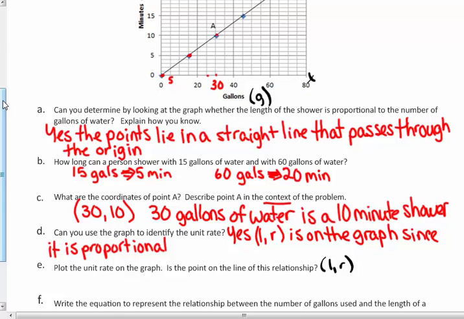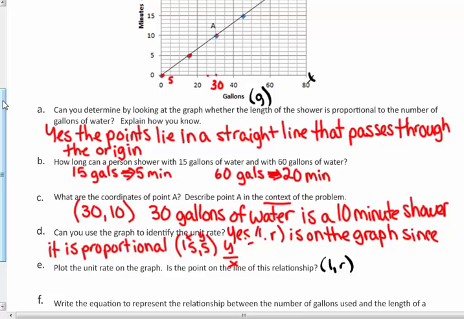So pick one of the points. Okay, I'm going to pick the first point that we said here, which was 15 gallons gives you 5 minutes. So the point 15, 5. Now remember, 15 is the X, Y is the 5. 15 gallons gives me 5 minutes. So if I do Y over X, that's the unit rate. It's always Y over X.